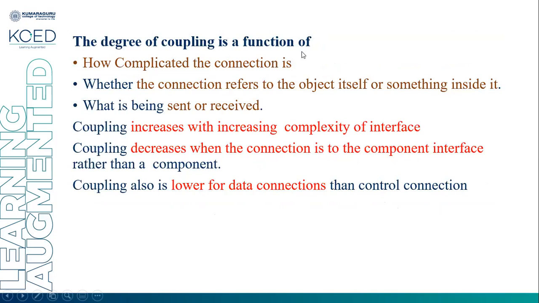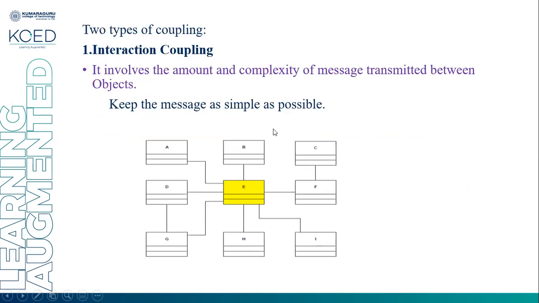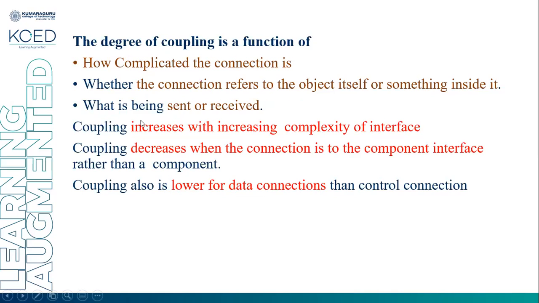The degree of coupling is a function of how complicated the connection is. Here, the connection refers to an object itself or something inside it. You have to check whether it refers to the object itself or something inside it. Next, what is being sent or received from an object? Coupling increases with the increasing complexity of the interface. When the complexity of the interface increases, the coupling also increases.